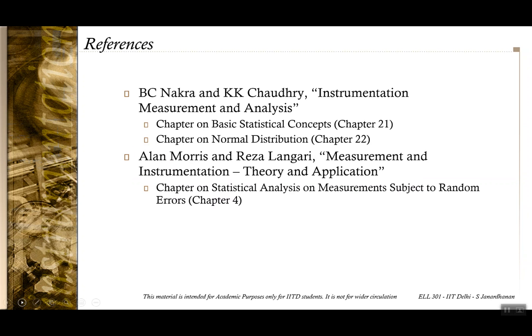So these are the chapters that you can look at. One is a chapter from Nakra and Chaudhary on statistics and the normal distribution. The other is chapter 4 from Alan Murray and Eliza Lengari, again on statistical measurements and random errors.